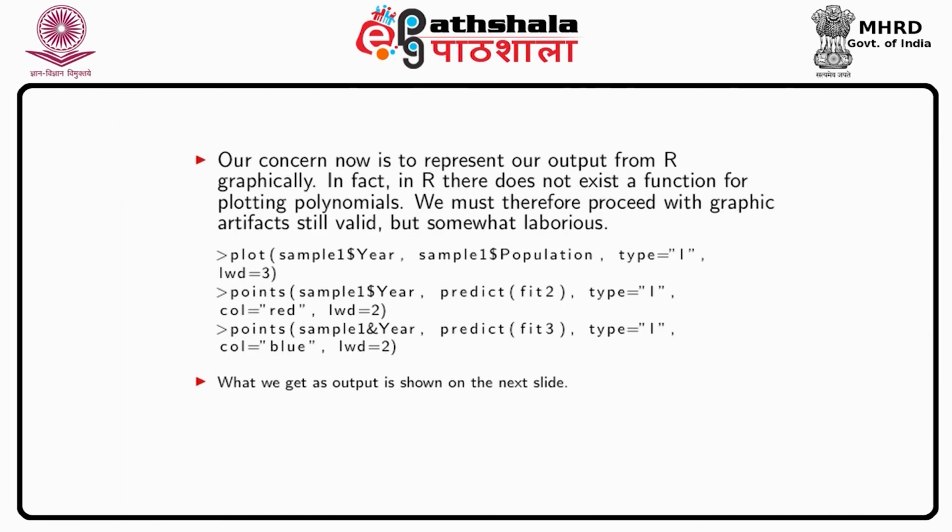Now our concern is to represent our output from R graphically. We want to look at the fitted line once we fit a polynomial of second degree. In fact, in R there does not exist a function for plotting polynomials, so we must proceed with graphic artifacts which are still available to us, and the workings could be slightly laborious, but we will still give it a try in order to visualize the fitting of the second degree polynomial model. So using the next few lines of code in R, we can fit a polynomial regression model to the data set, and what we get as output is shown on the next slide.